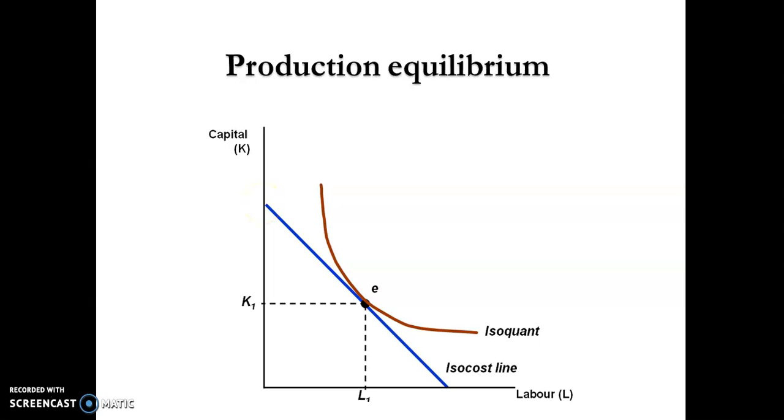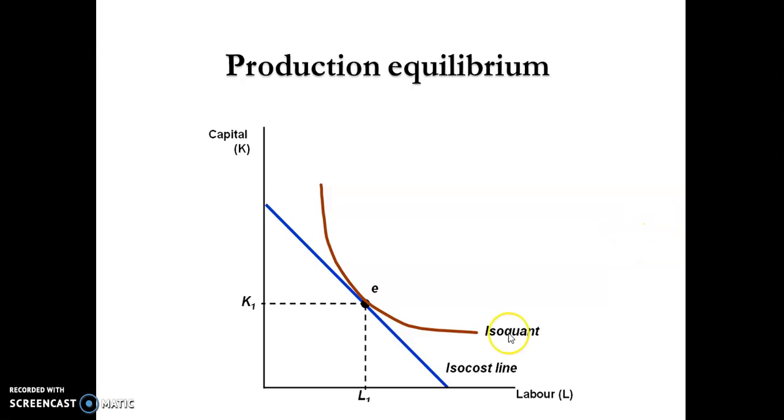Then you will see that your slope, of course, is negative because it's downward sloping, and it is the ratio of the input prices, W over R. And your isoquant here, the slope is given by your marginal rate of technical substitution, and it is the ratio of your marginal product of labor divided by your marginal product of capital.